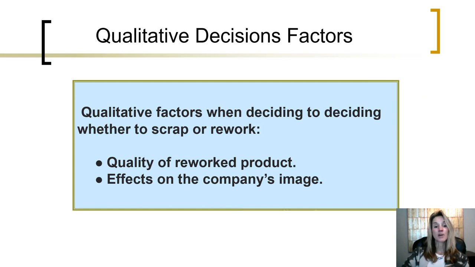One qualitative or a couple qualitative factors that need to be kept in mind are the quality of the reworked product and the effect of reworking and selling reworked products on the company's image. Quantitatively, the decision was to go ahead and scrap, and they should have also considered these qualitative factors as well when making that decision.